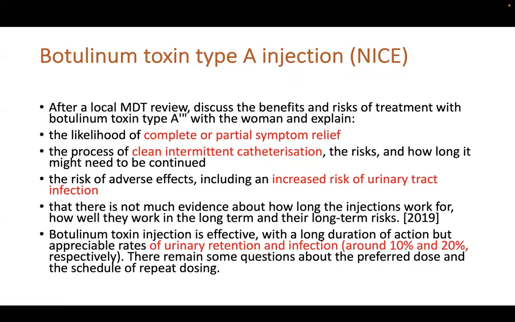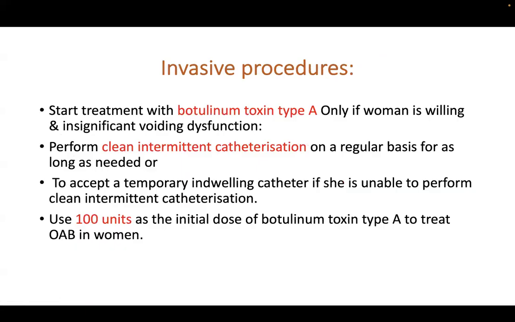Before giving the botulinum toxin, we need to discuss the benefit and risk with the patient: the likelihood of partial or complete symptom relief. This may cause urinary retention as it causes bladder muscle paralysis, so the patient may not be able to void spontaneously. What do they need to do? They need to go for clean intermittent self-catheterization, so there is a chance of recurrent urinary tract infection. What does the TOG article say? It says there is a 10% chance of urinary retention and a 20% chance of recurrent urinary tract infection.